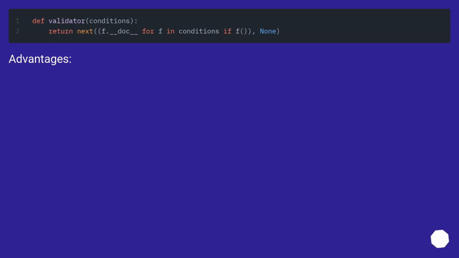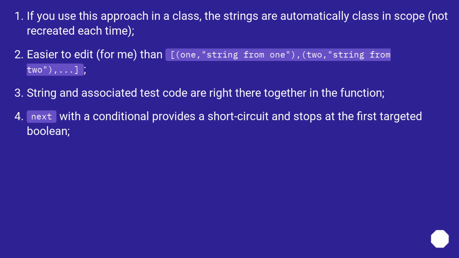Advantages. If you use this approach in a class, the strings are automatically class in scope, not recreated each time. Easier to edit, for me, than 1, string from 1, 2, string from 2, ... String and associated test code are right there together in the function. Next with a conditional provides a short circuit and stops at the first targeted boolean.